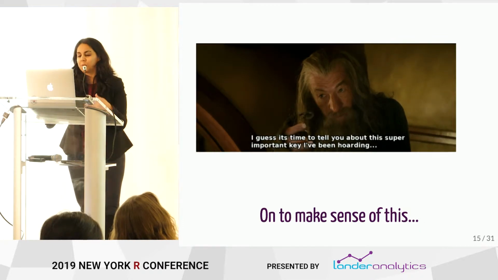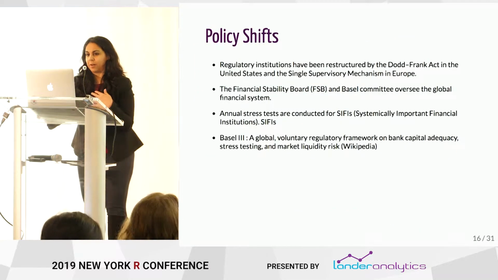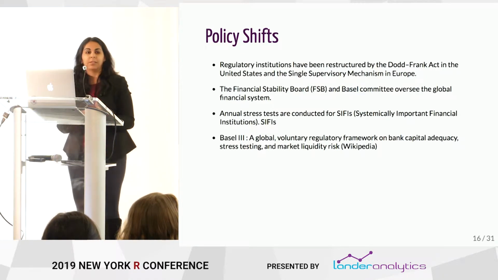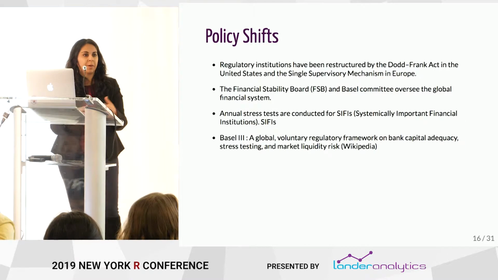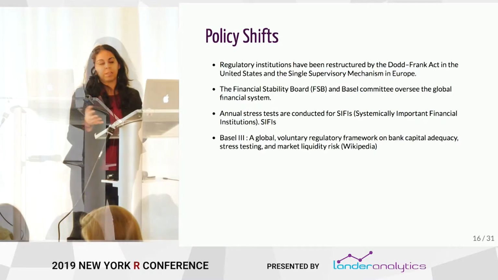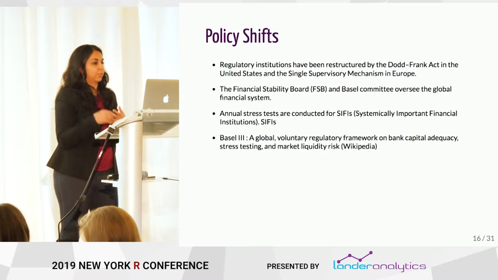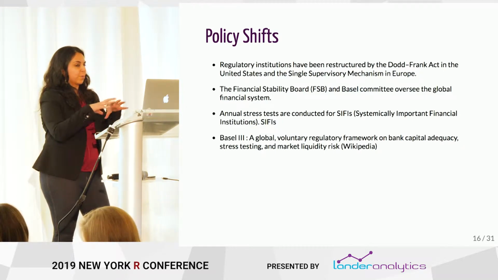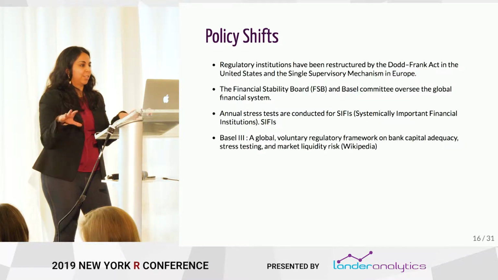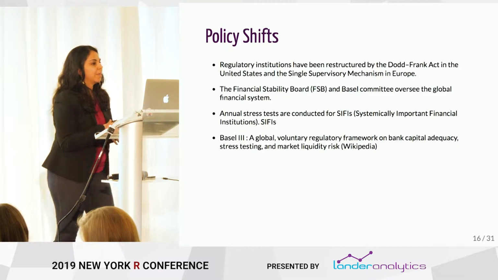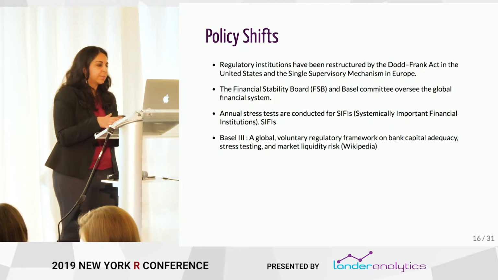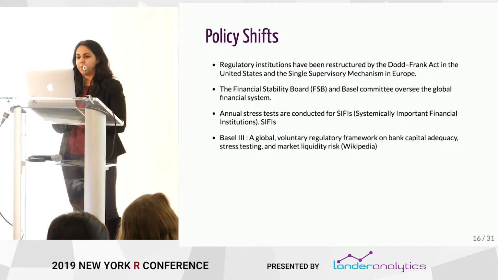Okay, so time to make some more sense of this. One of the results from the crises was policy implementation, right? You have regulatory institutions that have been restructured by Dodd-Frank, if you have heard this in the news lately, in the United States. And then there's a single supervisory mechanism in Europe. Essentially these perform more macroprudential policy and watch over the system. There's also the Financial Stability Board and Basel, which oversee the global system. And there's been a lot more focus on stress tests, which is again something you probably hear talked about in the news.